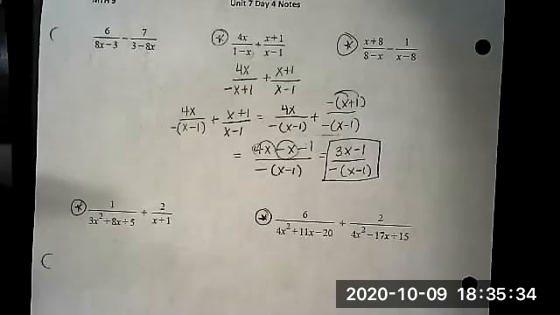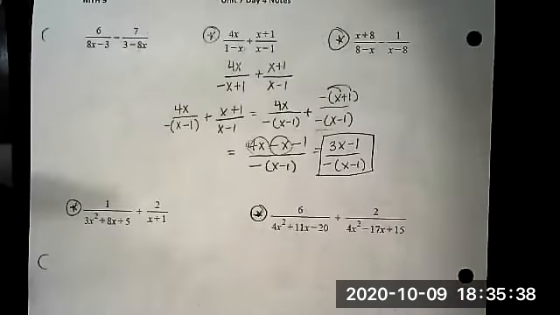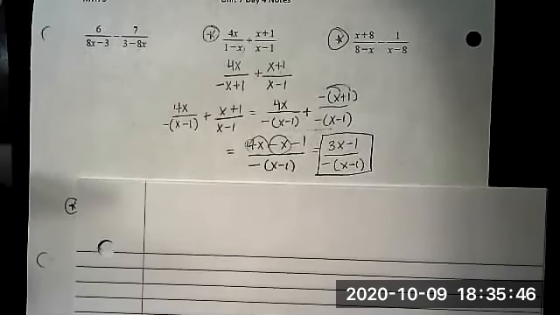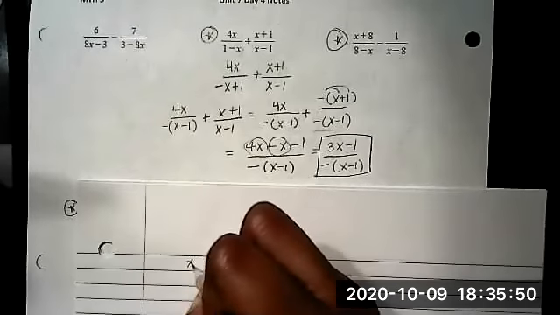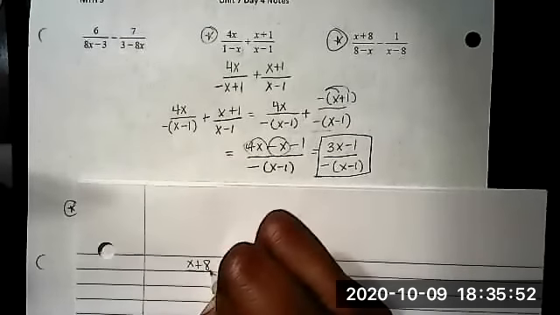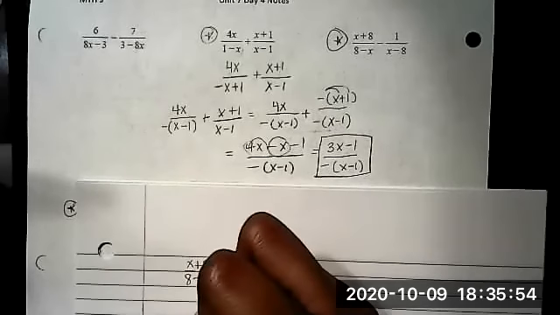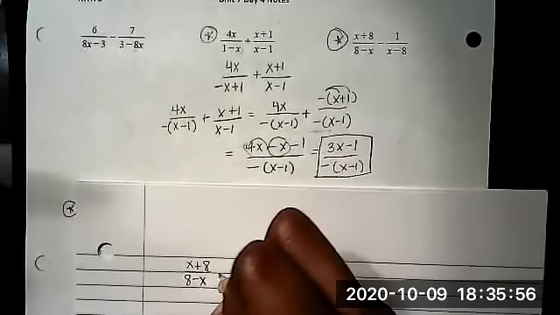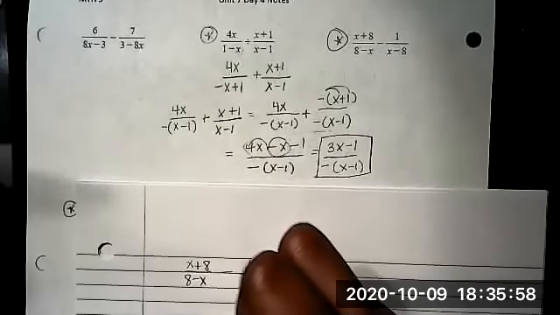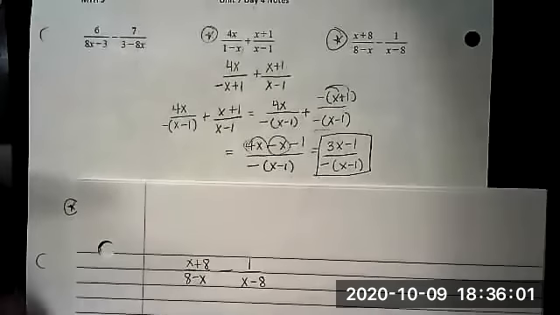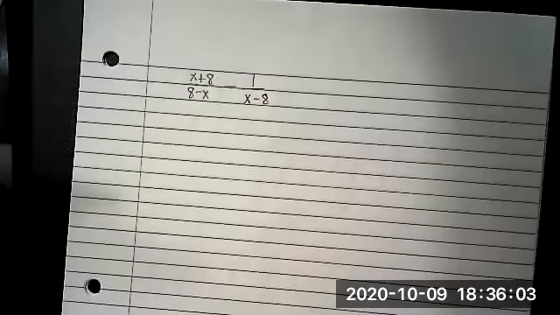Okay? Let me grab a piece of paper here because it looks like we don't have that much room to do this one. I'm going to do some separate sheet of paper. Let me grab a sheet over here. All right, so we have this problem. X plus 8 over 8 minus x minus 1 over x minus 8. And again, that minus in between is always nasty.